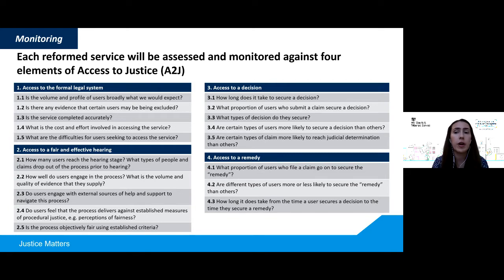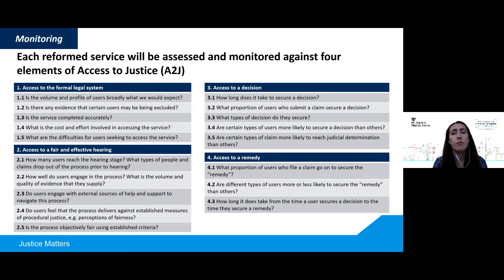So the assessment approach looks to answer a series of access to justice questions relating to each of the elements, which you can see listed below the 4 elements on screen now. I won't run through every single question here individually, but they're just shown here to give you a bit of a sense of all the different things we're trying to look at and to consider in the assessment as a whole.